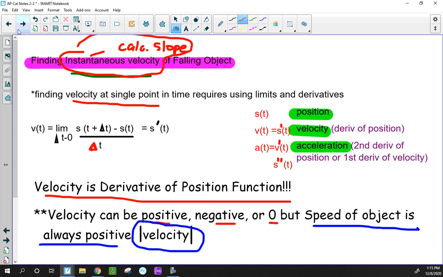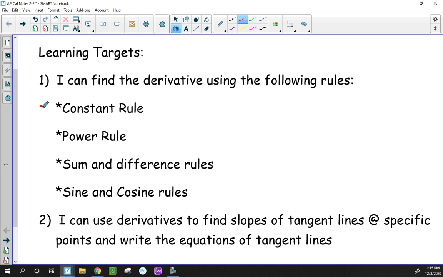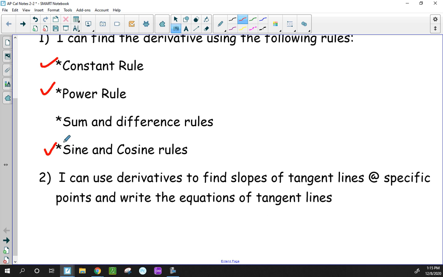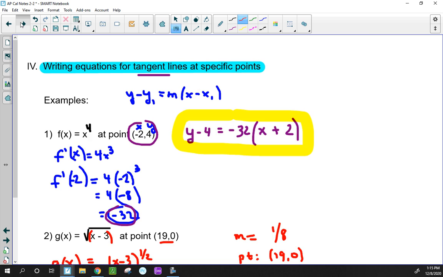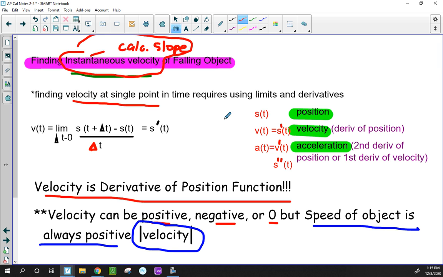Okay? Alright, so that was a long section. Several learning targets: constant rule, easy. Power rule is the one that we've used a lot in the past and in this section. Make sure you memorize the derivative for sine and cosine, and you know how to take a polynomial and find the derivative of each piece. You also need to know how to write the equation of the tangent line. And I didn't put it in the learning target, but kind of threw it in at the end of the notes. Make sure you really understand the difference between the words average velocity and instantaneous velocity as well.